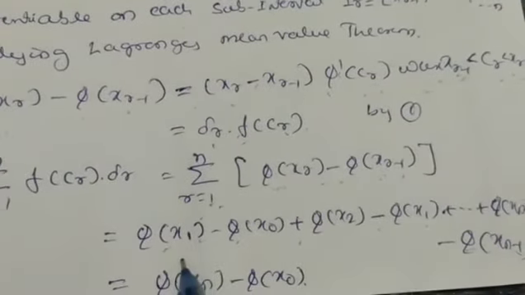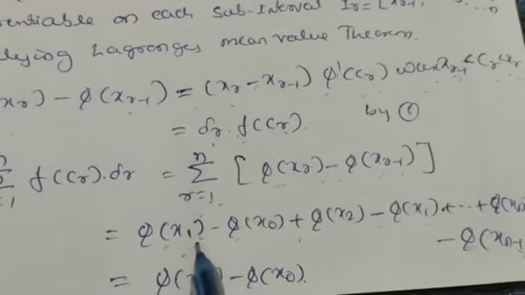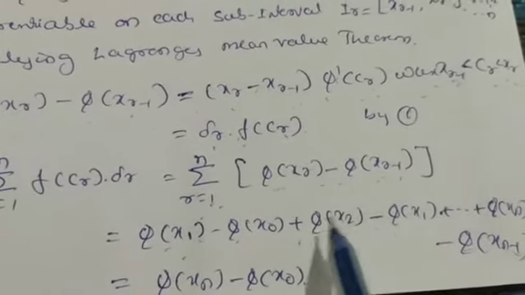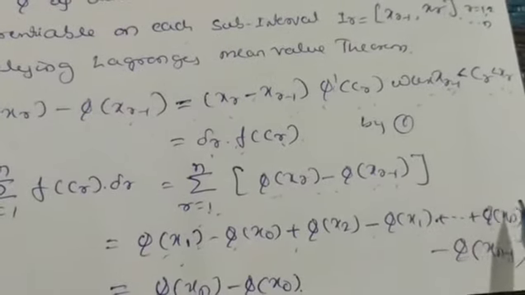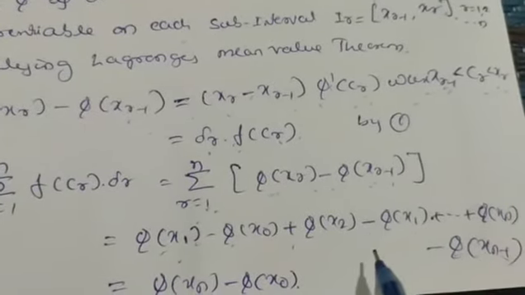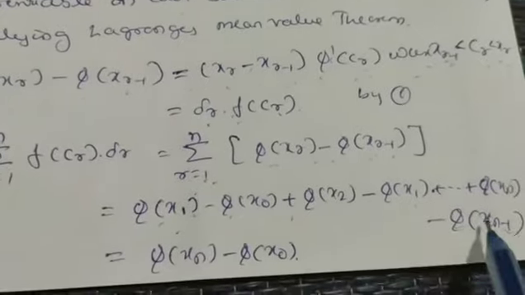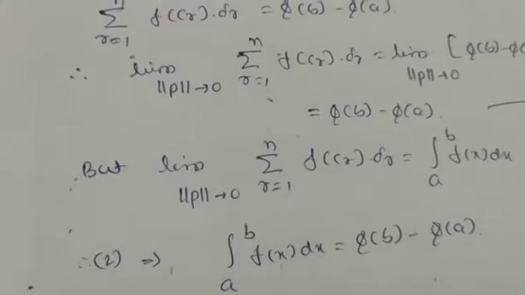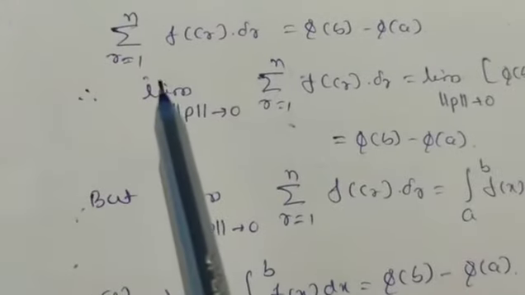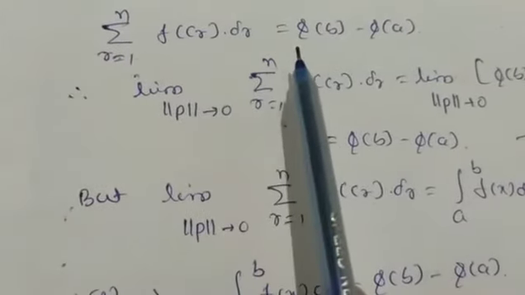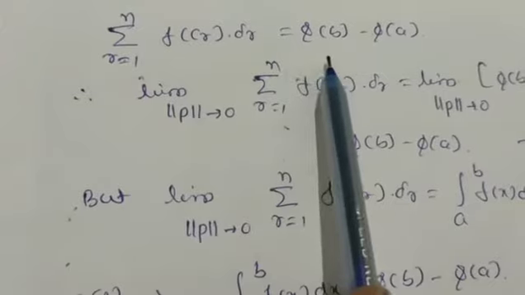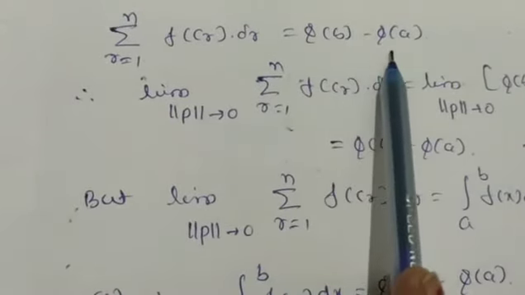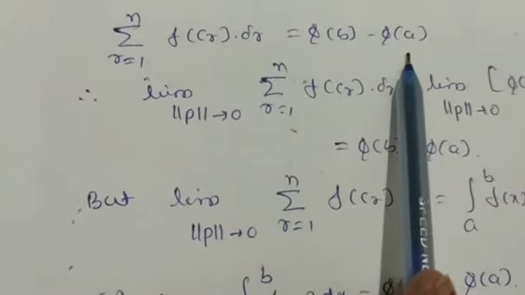So here φ(x1) remains as it is. This φ(x1) minus φ(x1) gets cancelled. Here φ(x2) in the next term is also there, it also gets cancelled. So lastly only φ(xn) - φ(x0) remains. Therefore the sum over r = 1 to n of f(cr) Δr is equal to only φ(xn) is b, and φ(x0) is a. So φ(b) - φ(a).